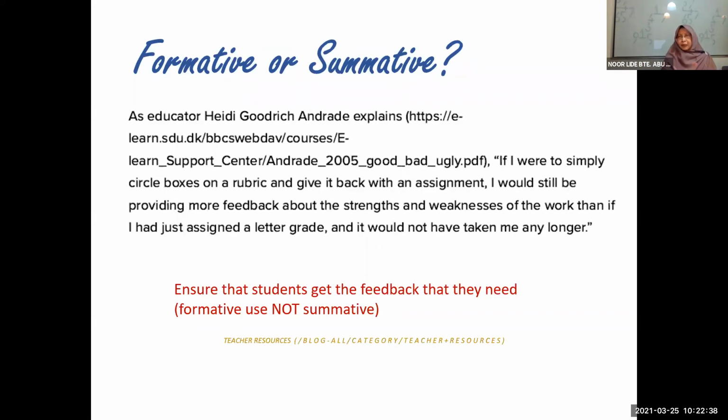Now, I like what this person said. If I was to simply circle boxes on the rubric and give it back with an assignment, now this one is more like, you don't actually give verbal feedback, you don't discuss, but still it is better than giving a letter grade because students actually do get some feedback, all right? But if you just circle boxes, and the description is very little, then it is more of a summative rather than a formative. So we need to make sure that students do get feedback. That's why you work so hard on the scoring rubrics.